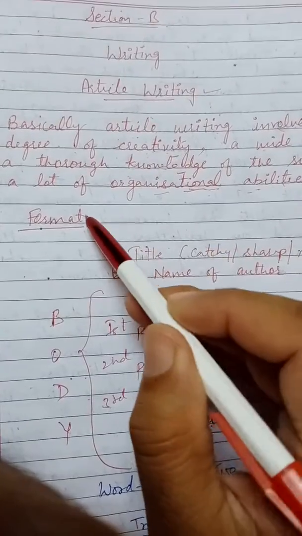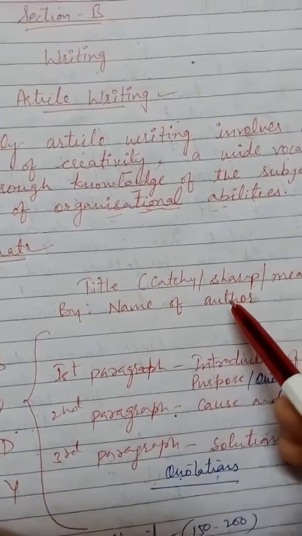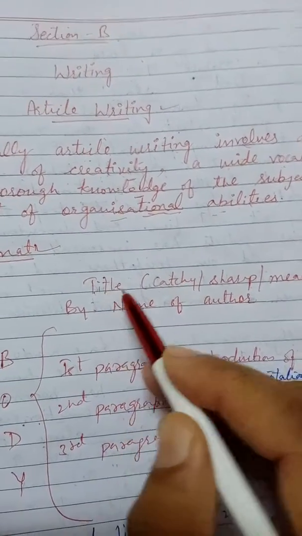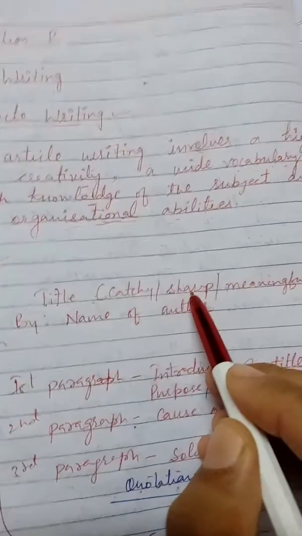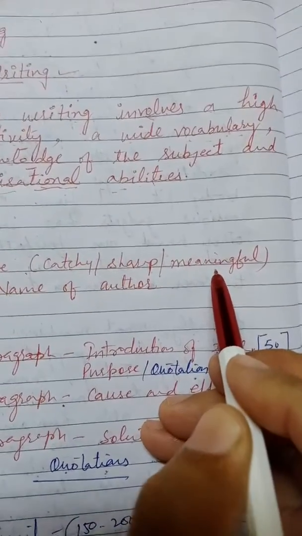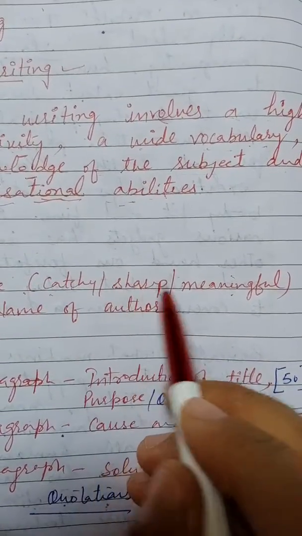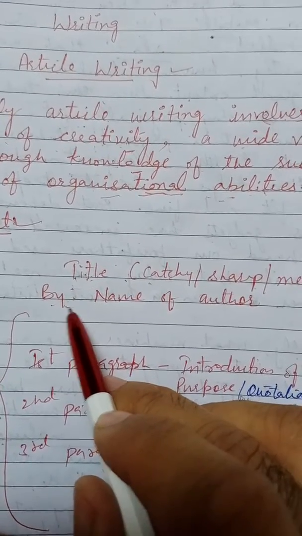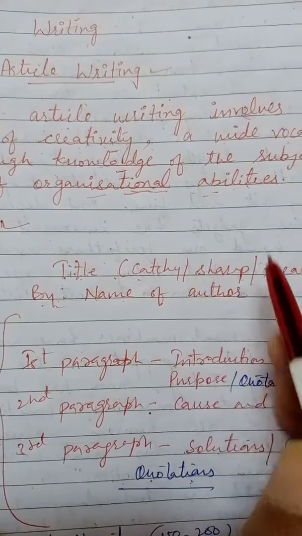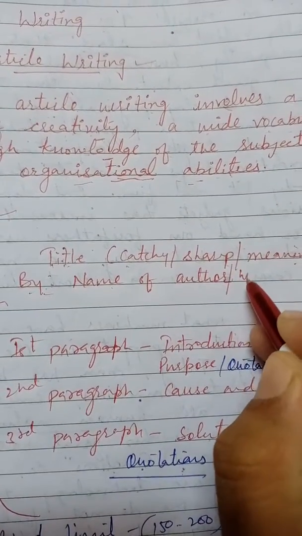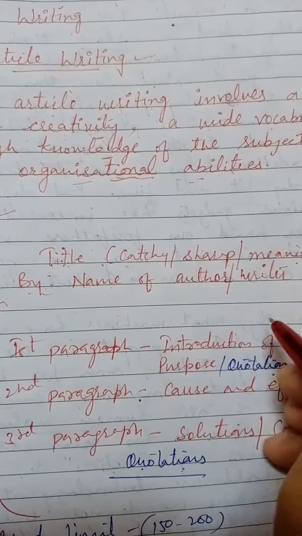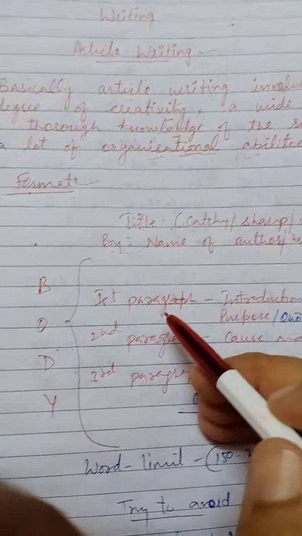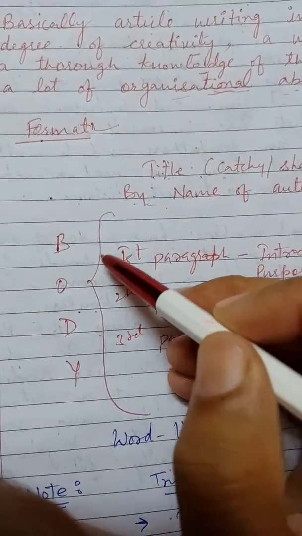Now, the format. First of all, what should we take care of? Title. The very first thing comes under title, and the title should be catchy, sharp in understanding, and meaningful. Then after that, this is called byline, in which the writer writes his name, the name of the author or writer. Dear students, the first two things are title and byline. Now the real body of the article gets started.